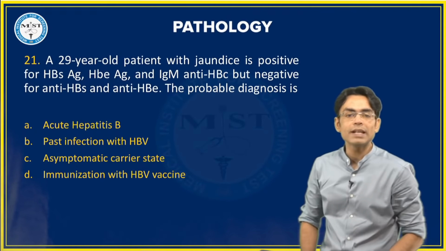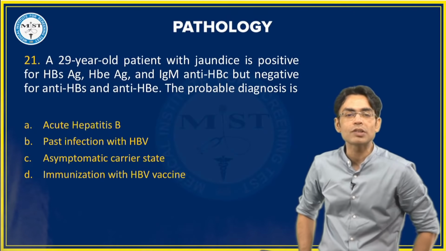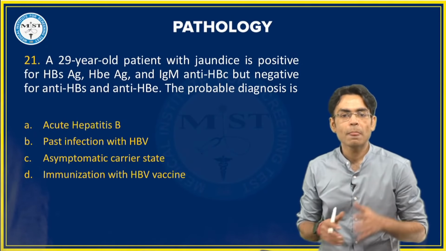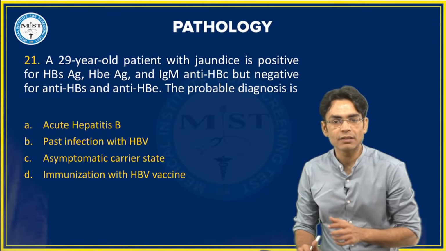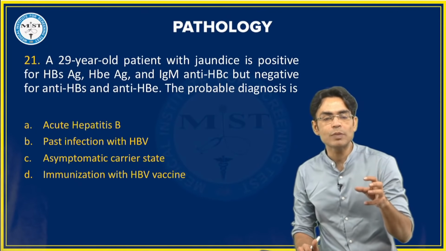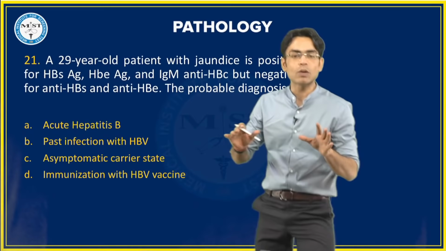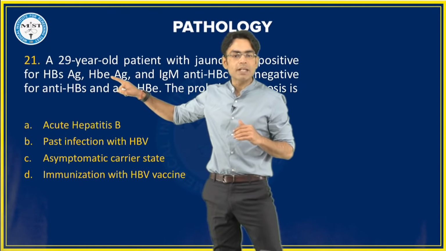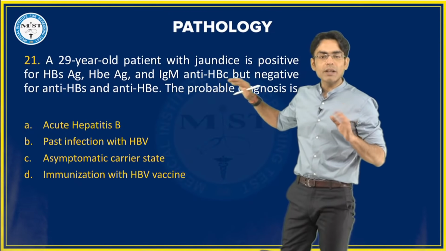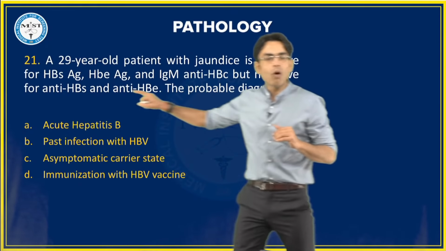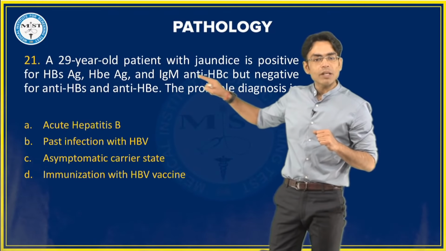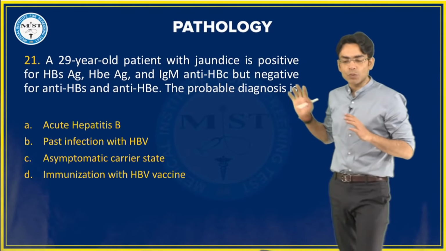21st question, a 29-year-old patient with jaundice is positive for HBsAg, HBeAg and IgM anti-HBc, but negative for anti-HBs and anti-HBe. So what does it mean? Look, it is positive for surface antigen and envelope antigen and the core antibody, but it is negative for the surface antibody or the envelope antibody. And the core antibody is also IgM. What is the probable diagnosis?